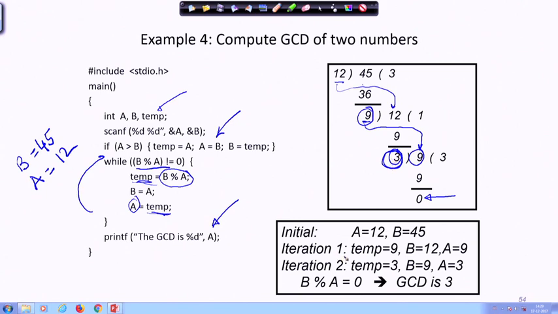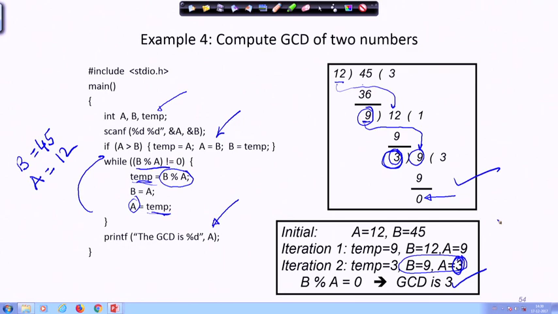So, look at this iteration 1, here looking at this picture, first temp will become 9, B is 12 and A is 9. Next time temp is becoming 3, B is 9 and A is becoming 3. And whenever I find that B divided by A, this part is 0, remainder is 0, then that is my GCD, A is my GCD, I get the 3.